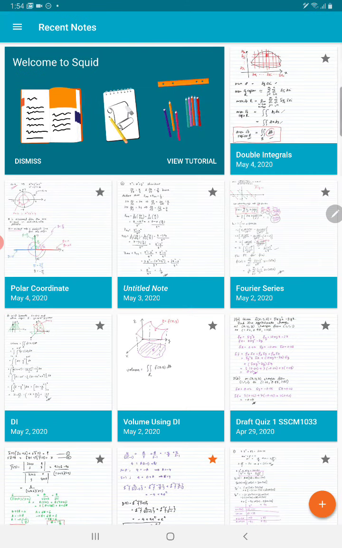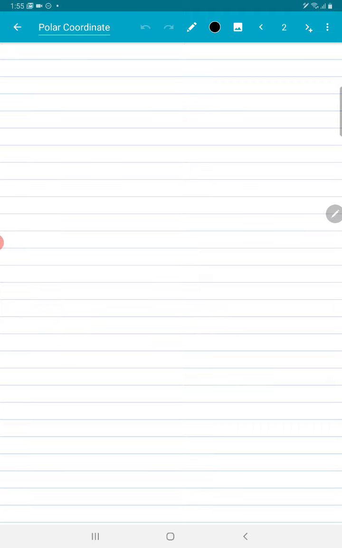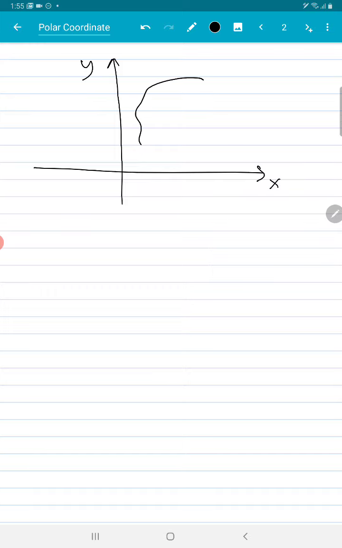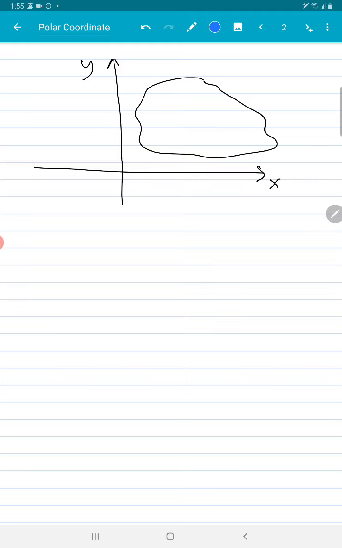Okay, where are we? Polar coordinates. Okay, here. So now we have an area, a region R. So we're still on the xy plane. Right, so now we have a region. Remember how we measure r. R constant is considered as a circle.